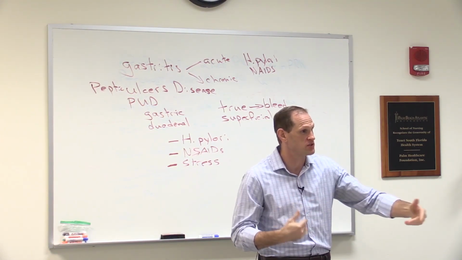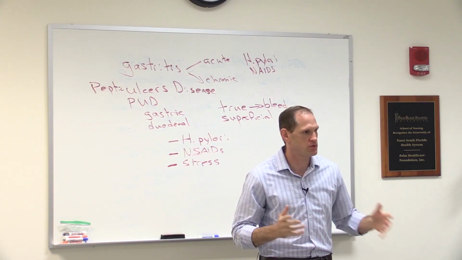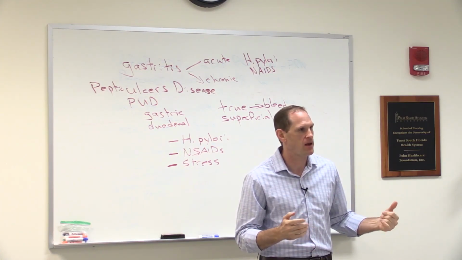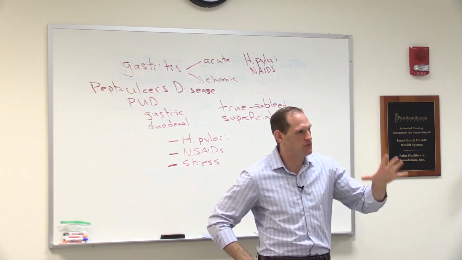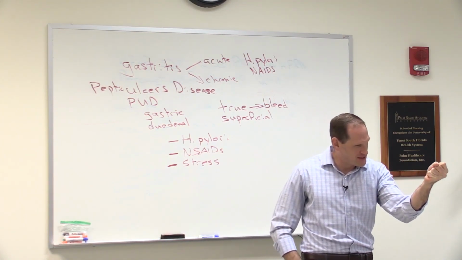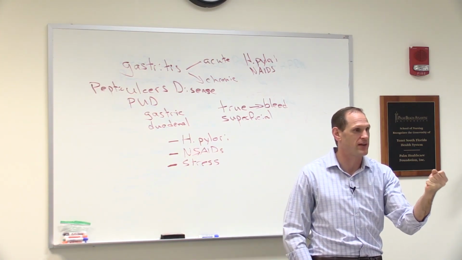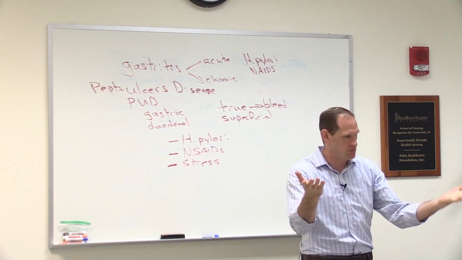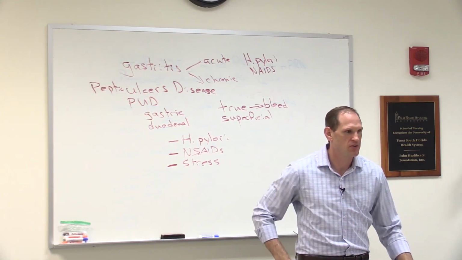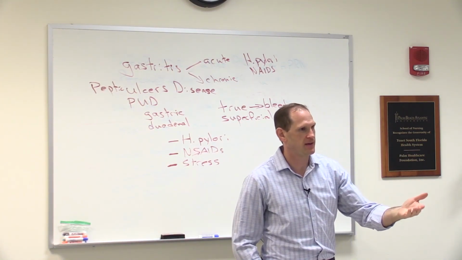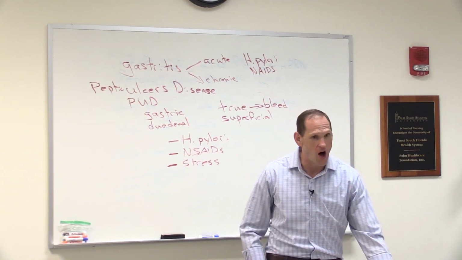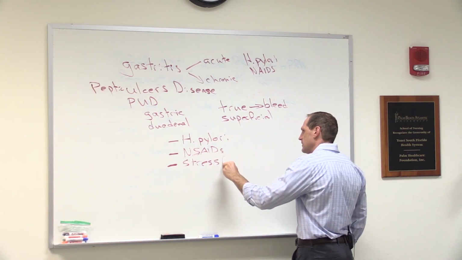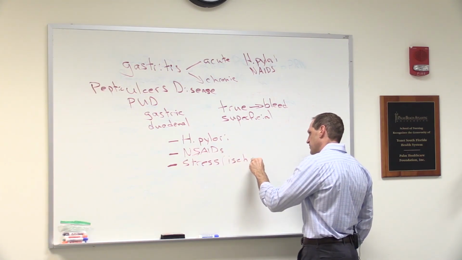In order to make mucus and secrete it, what do we need? Blood flow to the gut. And if we cause so much vasoconstriction that we reduce blood flow to the gut, that could result in a mismatch between acid and mucus, leading to ulcers. Those are called stress ulcers, also known as ischemic ulcers.